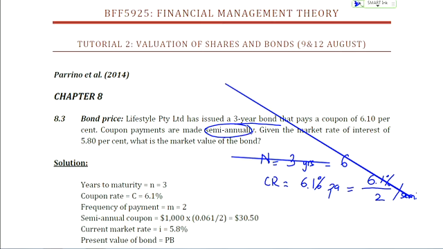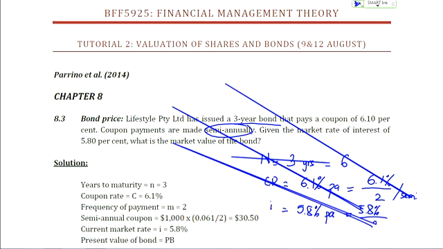And then given the market rate, how are we going to use the market rate? Remember, our discount rate should be our required rate of return, right? So if the market rate is 5.8%, the required rate of return for every investor in this case would be 5.8%. So this is our discount rate. Okay? So our I is equal to 5.8% per annum, or 5.8% divided by 2 per half year.